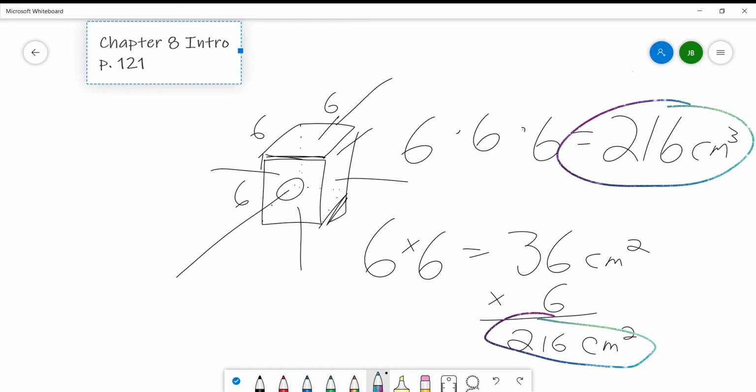All right, what about quick check number 2? The volume of a cube is 512. Find the length of each side. We can work backwards, guys.